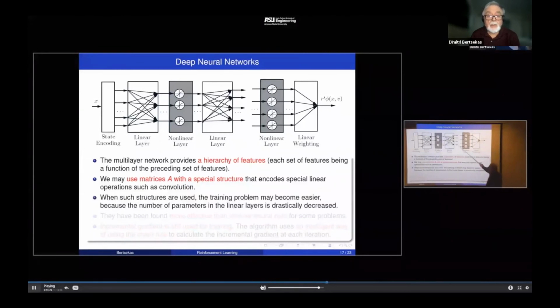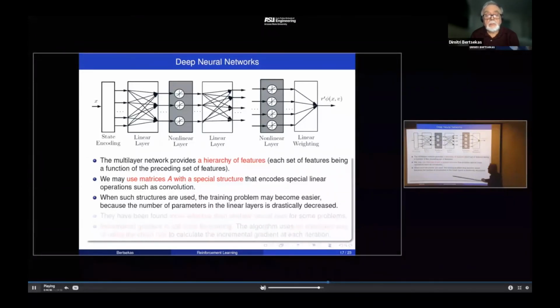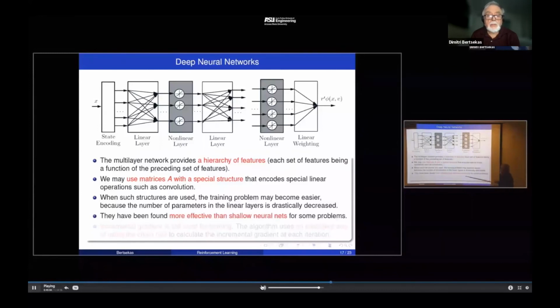is that if you're able to design this deep neural network and specialize it to your problem, then it may become easier to solve this training problem because the number of parameters in the linear layers may be drastically decreased. In other words, if you use 10 layers here, you may need overall fewer parameters than if we were to use a single layer with many, many parameters. Because this is more sophisticated, basically. So they have been found to be more effective than shallow neural networks for some problems, not for all problems.